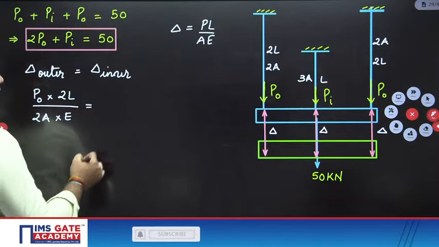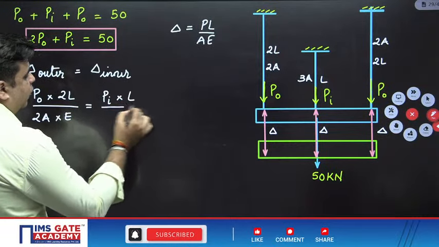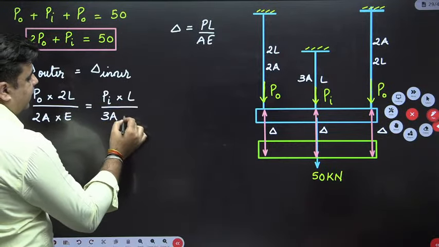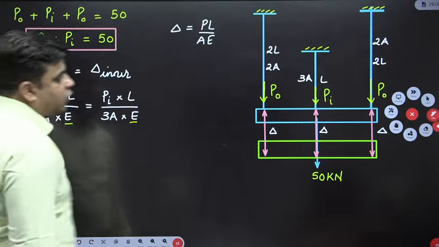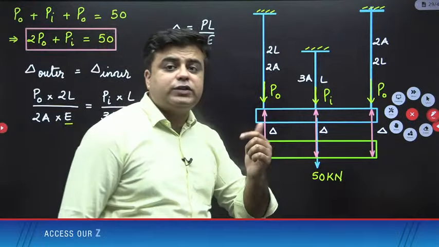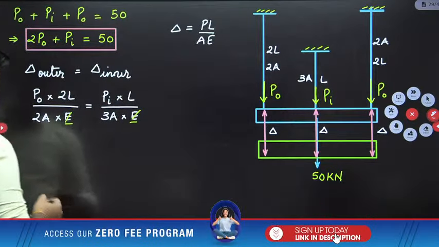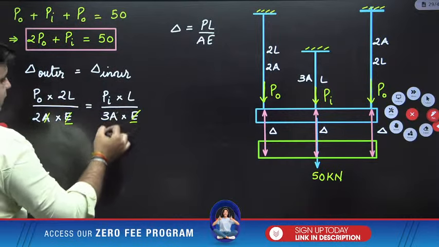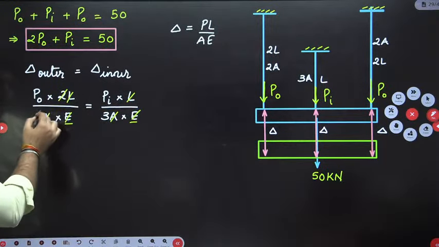For inner bar, load is Pi. What is length? L. What is cross-sectional area? 3A. And what is Young's modulus? E. Why these E's are same? Because both these bars are made up of same material. So this E and E will cancel out. This A and A will cancel out. L and L will cancel out. And this 2 and 2 will also cancel out.